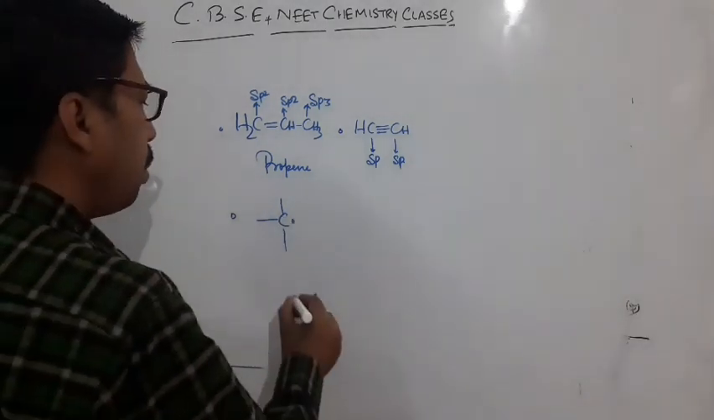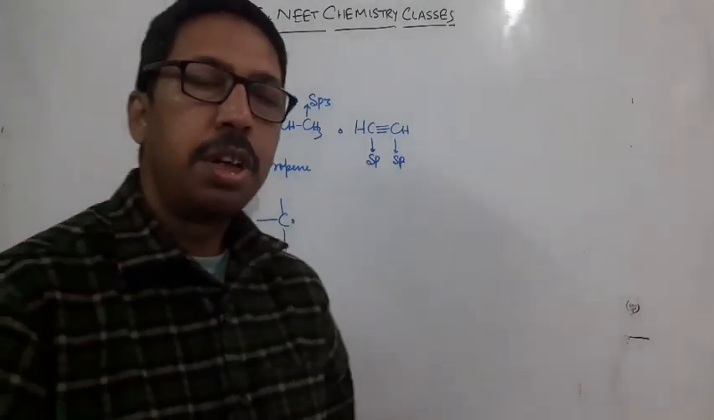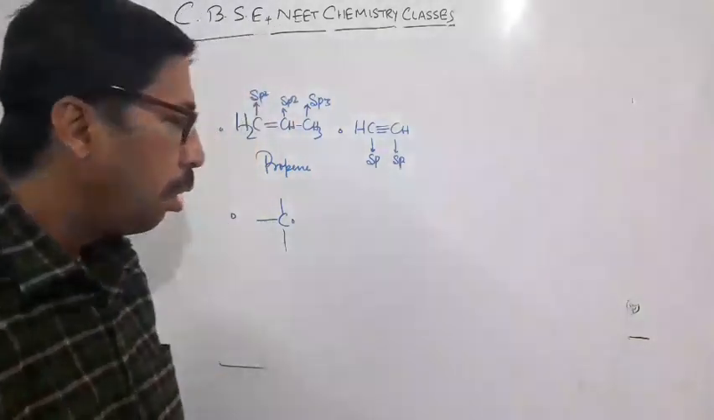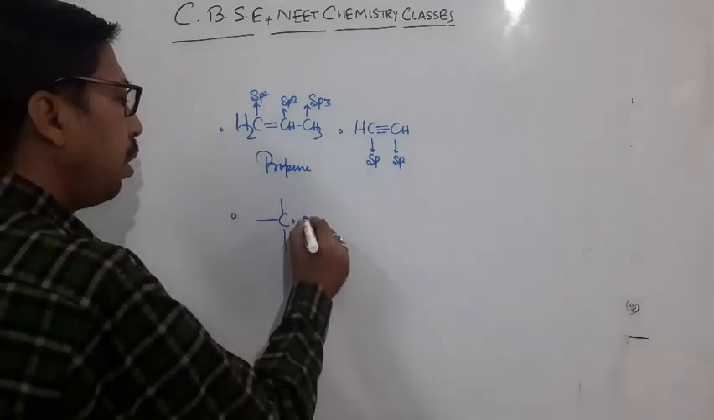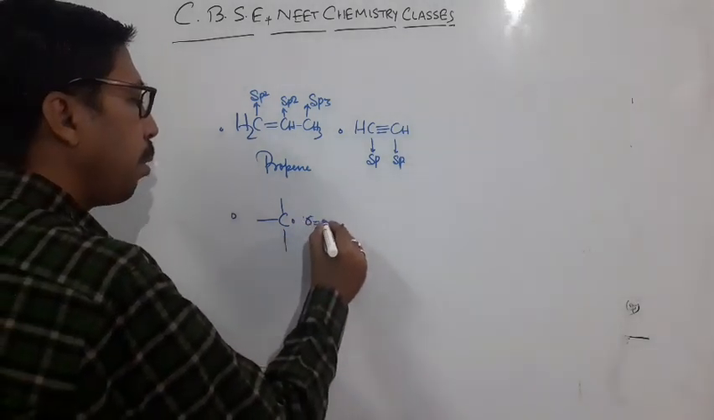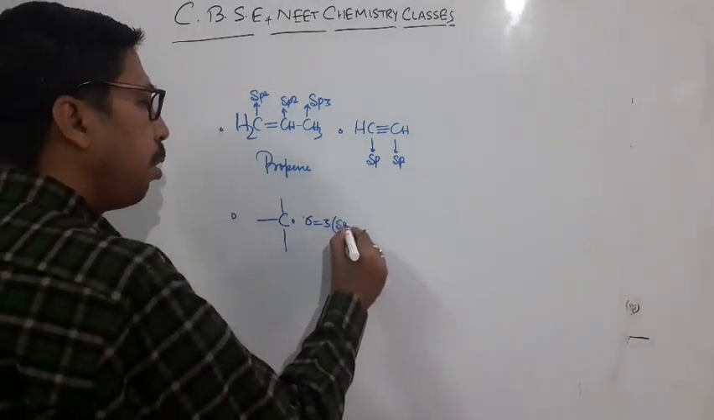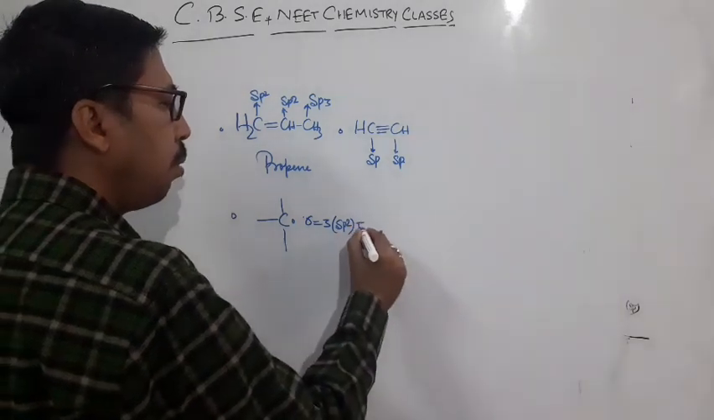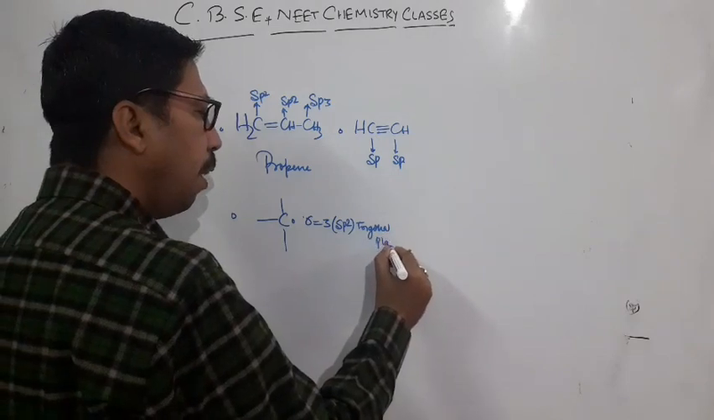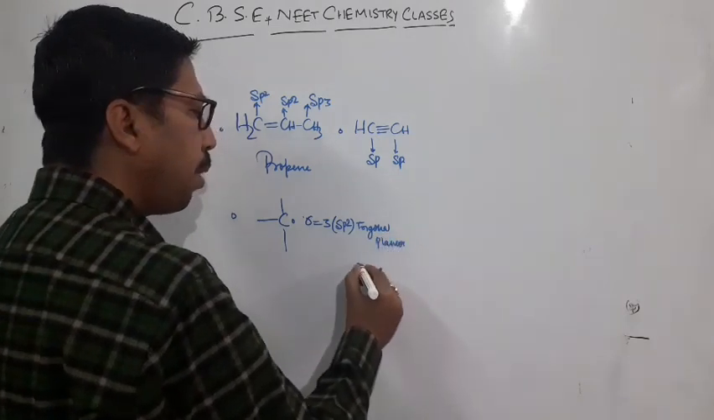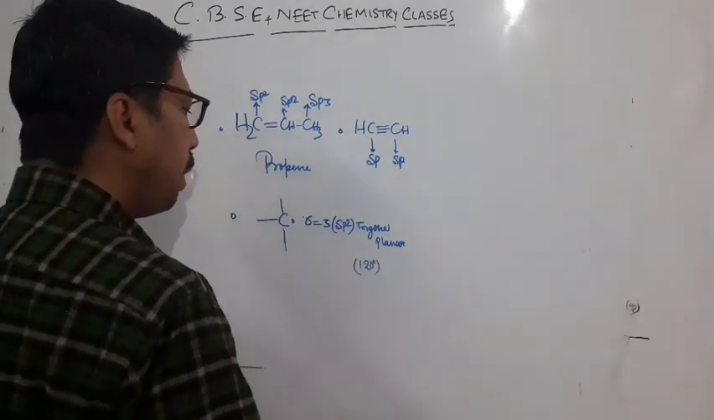What we need to do is count the sigma bonds, which is known as bond pair, and also the lone pair or unshared pair of electrons. So there are three single bonds, so the number of sigma bonds is 3. There is no lone pair, so its hybrid orbital will be sp2. sp2 simply means trigonal planar, and bond angle of 120 degrees.